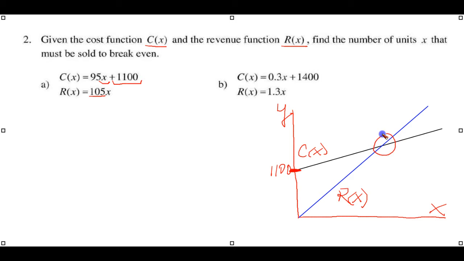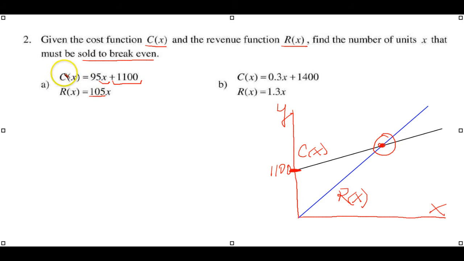And at this point of intersection, what is the significance of that? Well, that is what we call the break-even point. Once you sell this number of products, above it is a profit area. But this point right here is your break-even. So you want to solve this set of linear equations for where they intersect.